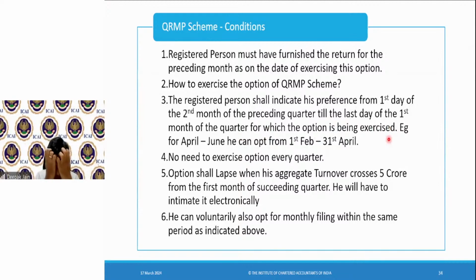First day, last day is very confusing. Simply put, for the April to June quarter, if he wants it for the next quarter, he should opt for it from February till the 30th April.